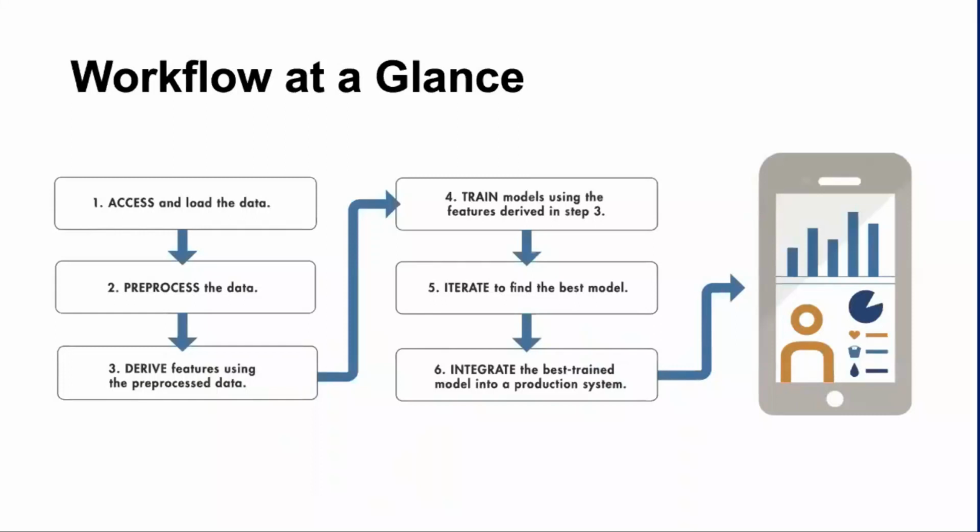So for machine learning, we have the following workflow. This is very similar to AI. Of course, you start by accessing your data, and then perform some pre-processing, and derive features using the pre-processed data. Steps 2 and 3 are the most time-consuming part of building your machine learning model. And then train models using the features that you have derived from the previous step. Iterate to find the best model. That's why I'm telling you earlier, it's a trial and error process. Because again, in one pass, you may not be able to get the best result or the most accurate model.